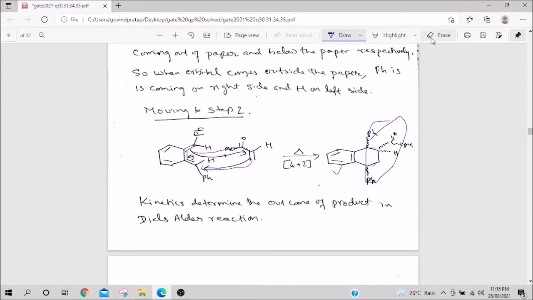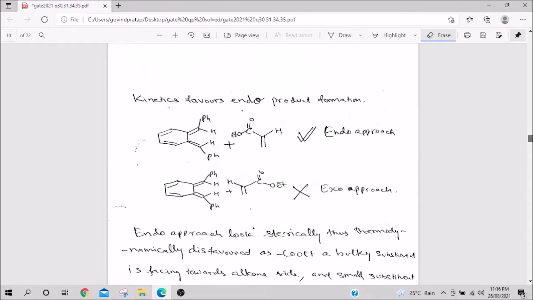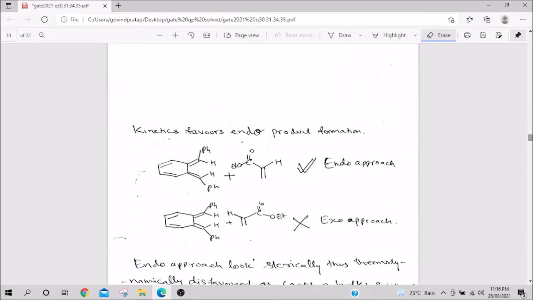That is what they are asking. That's where they want to know how good you are at organic chemistry, because arrows anybody can make out. Stereochemistry is what determines how good is your organic chemistry. So basically this is governed by what is called as endo rule. It is called as endo rule. So endo product is favored kinetically. What do I mean by it?